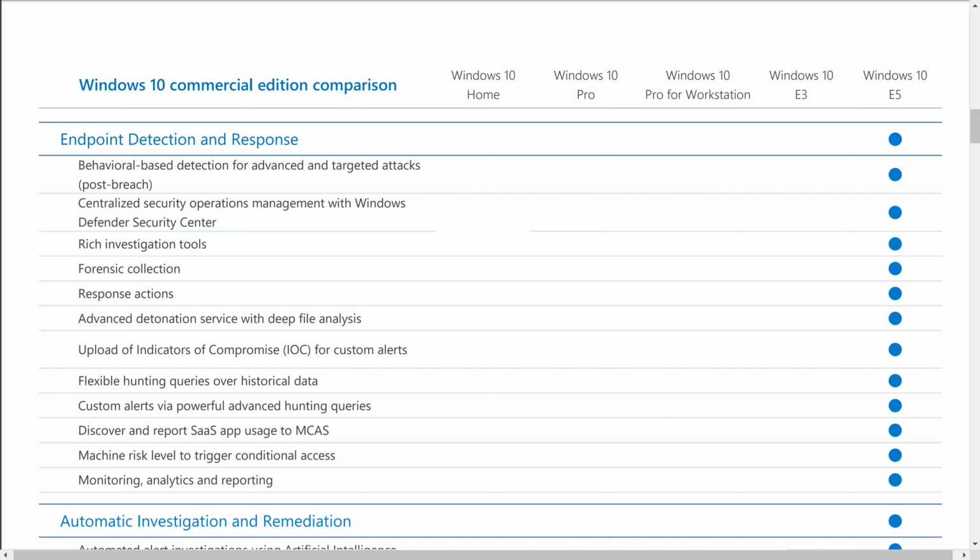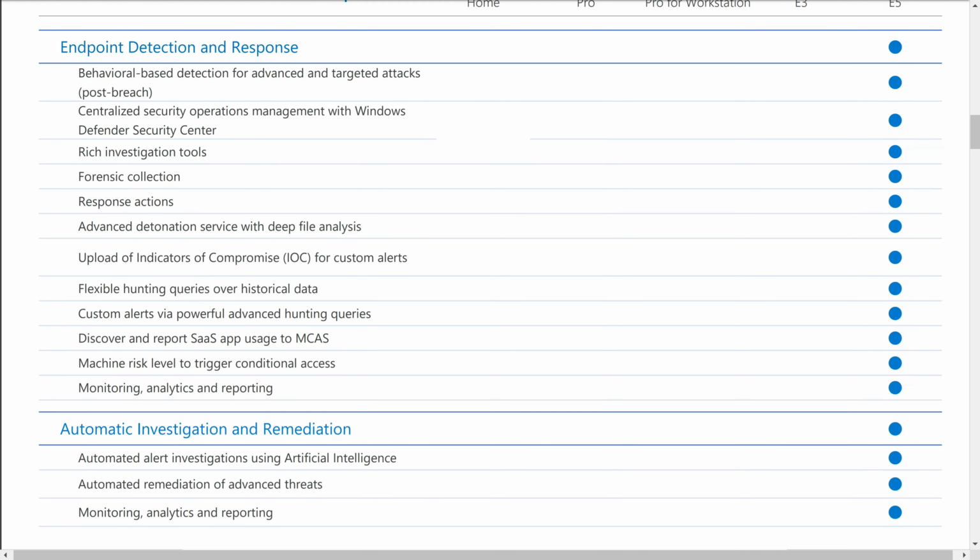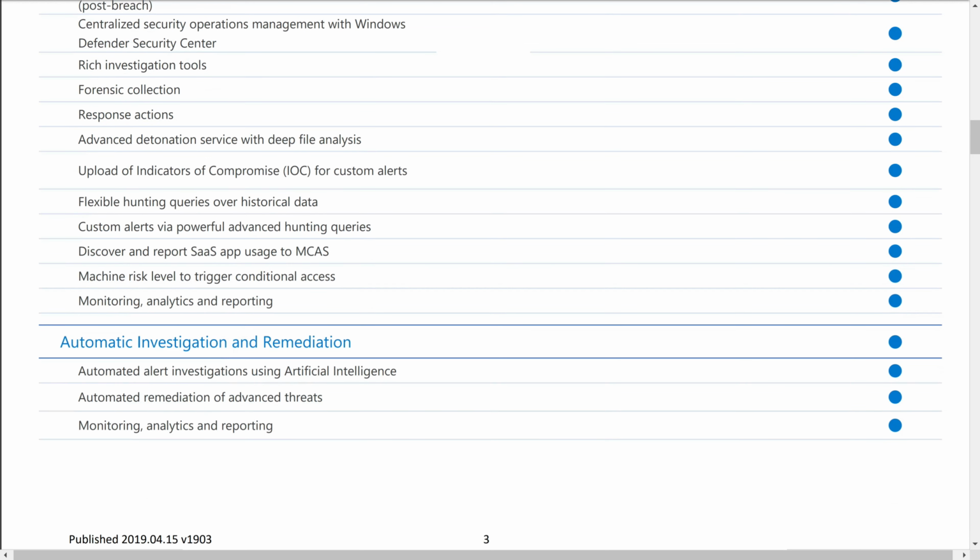So take a screenshot of this. Obviously, you'll have access to the videos going forward as well, but from an E5 perspective, it's very heavily linked into the security footprint. So the overall functionality across the board is really, really good. And again, you'll see here automatic investigation, remediation, a big thing for big enterprises who want to automate as much of the security process as possible.